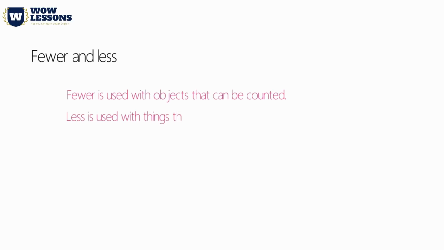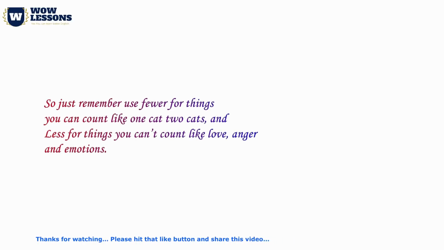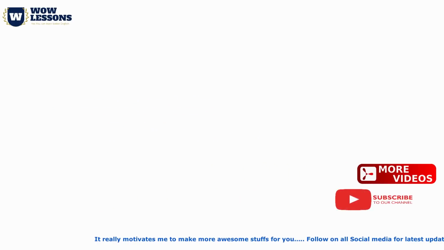Fewer and less. Fewer is used with objects that can be counted. Less is used with the things that cannot be counted. For example, less love, fewer cats. So just remember, use fewer for things that can be counted like 1 cat, 2 cats. And less for things you cannot count like love, anger, and emotions.